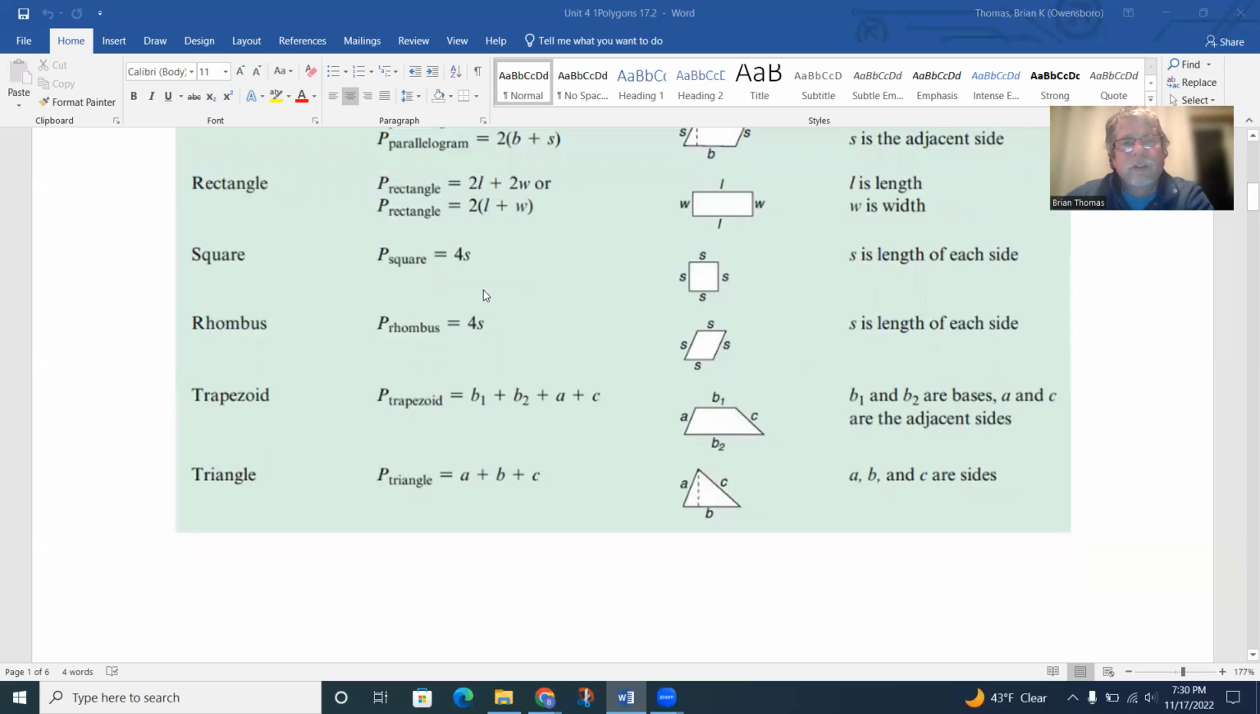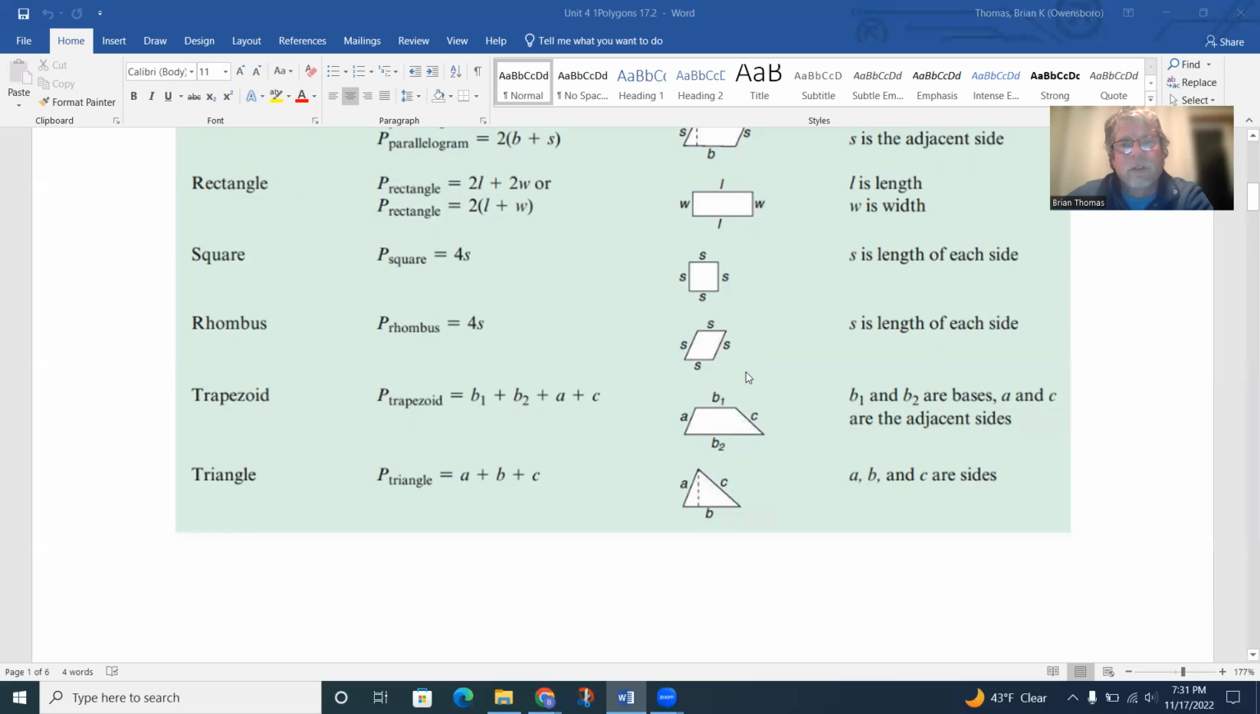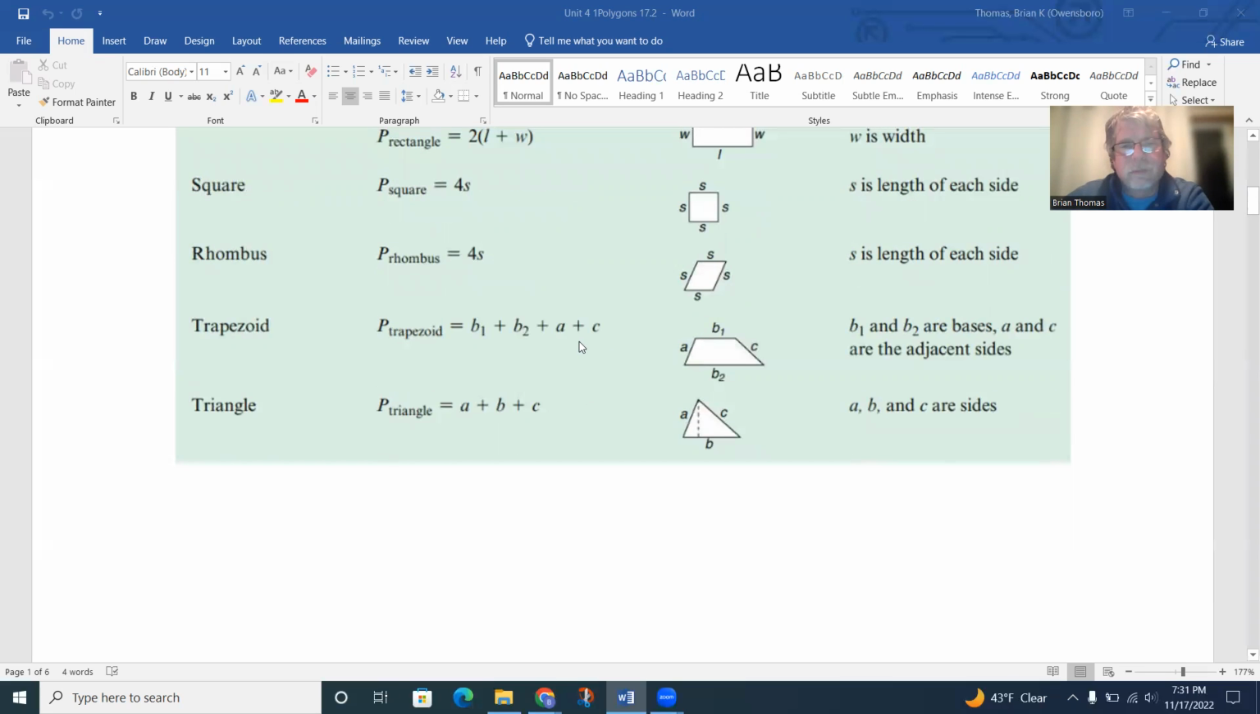A rhombus is very similar to a square. The catch is, in a square, we have 4 right angles. The angles on a rhombus, just like a parallelogram, are flexible. They're not locked in. So in a rectangle and a square, the angles are all right angles, but in a rhombus and a parallelogram, those angles can fluctuate. But the bottom line is, in a rhombus, all 4 sides have to be the same length. So to find the perimeter, that's just going to be 4s.